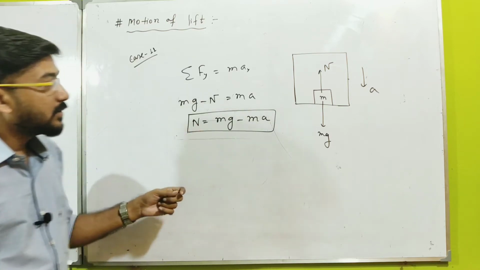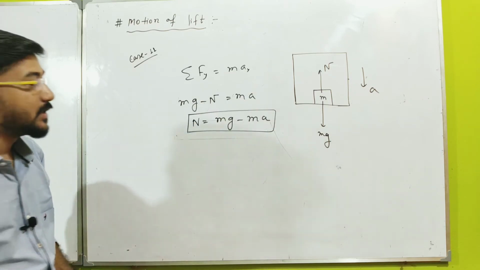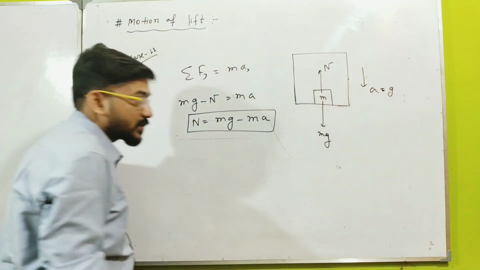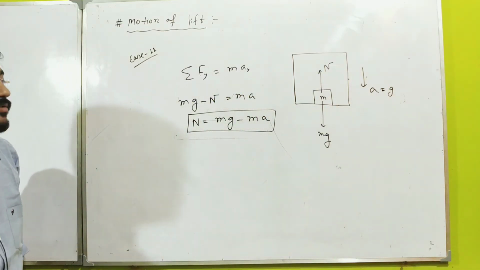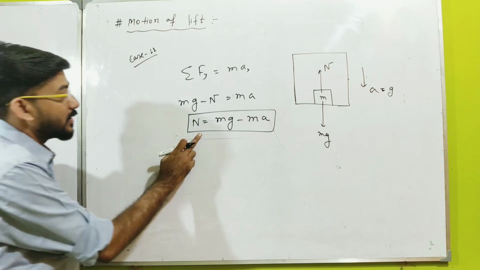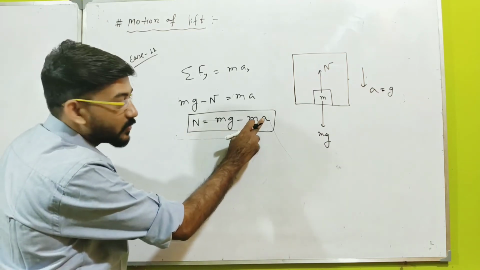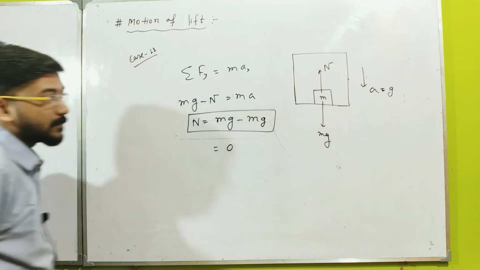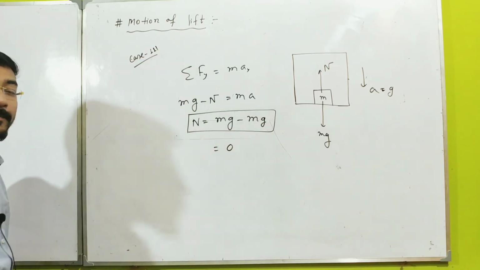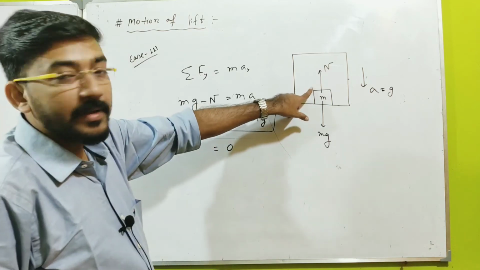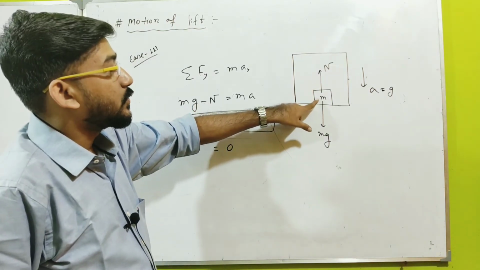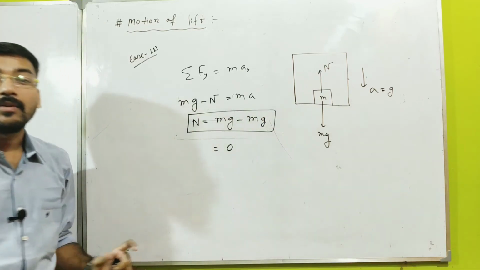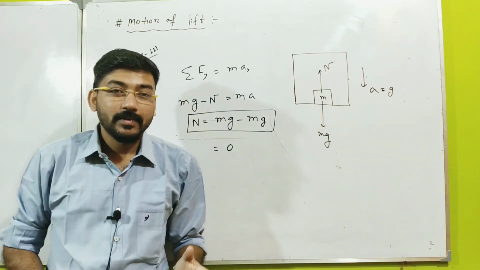But now if the acceleration is increased, let's suppose the acceleration is equal to g. Suppose the lift is moving very fast with an acceleration equal to g, the gravitational acceleration. Then what will change here? This a should be replaced by g, so it will be mg, and in that case the normal reaction will be 0. This is case 3. And when the normal reaction is 0, what does it mean? It means that we should not experience any force due to our weight. So we will be weightless in the lift.